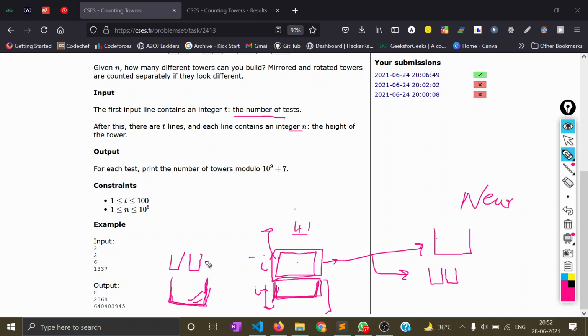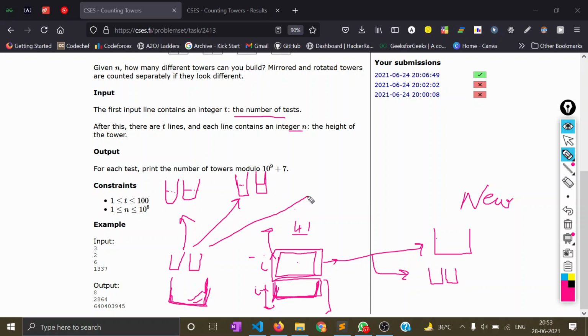We just expand it. But in the case of two tiles of one width, we have to make some cases here. First case would be that I extend both of them, right? And the second case would be that I extend one of them and I completely block the other, right? I create a new tile of width 1 here.